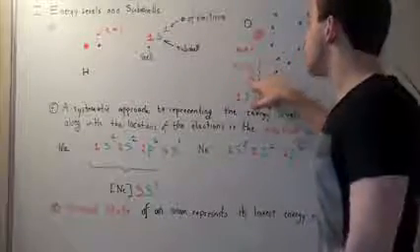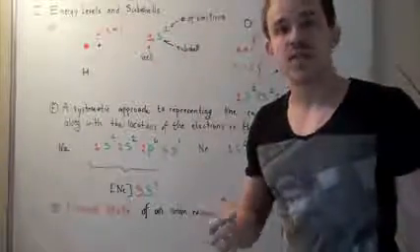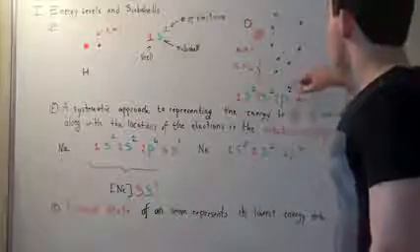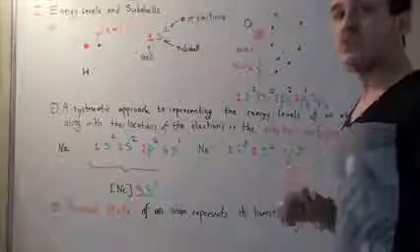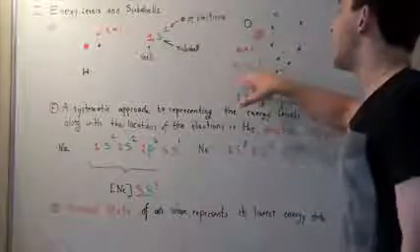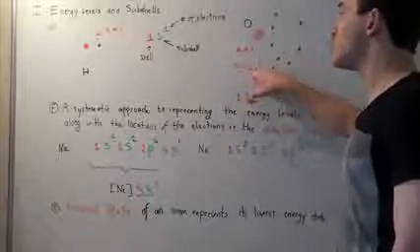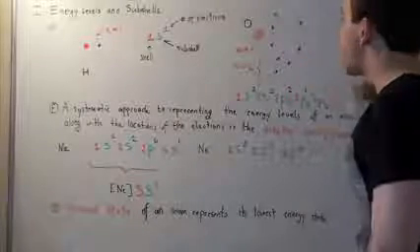How about n equals 2? Well, n equals 2 has a maximum of 2 squared, so a maximum of 4 orbitals. That means if we have 4 orbitals, I have an s orbital and 3 p orbitals. So I could put a maximum of 8 electrons into my n equals 2 energy level, into my n equals 2 shell. So I place 2 electrons into my s orbital.